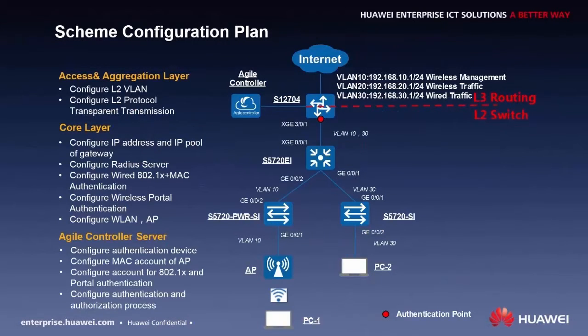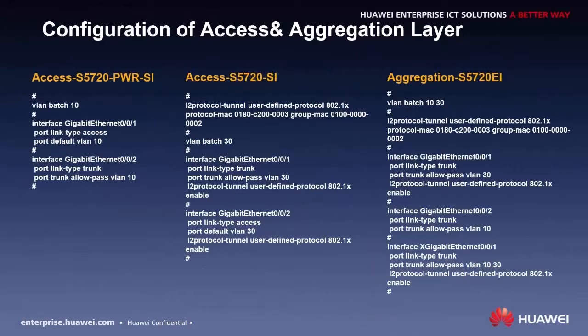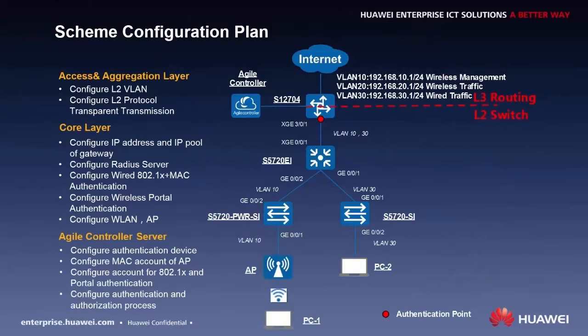Here is a configuration example. Before the configuration, we need to sort out the entire network architecture and configuration roadmap. The network architecture is clear. From top to bottom, there are core, aggregation, and access layers. In this example, we use an S12704 at the core layer, an S5720EI at the aggregation layer, and two S5720SIs at the access layer.